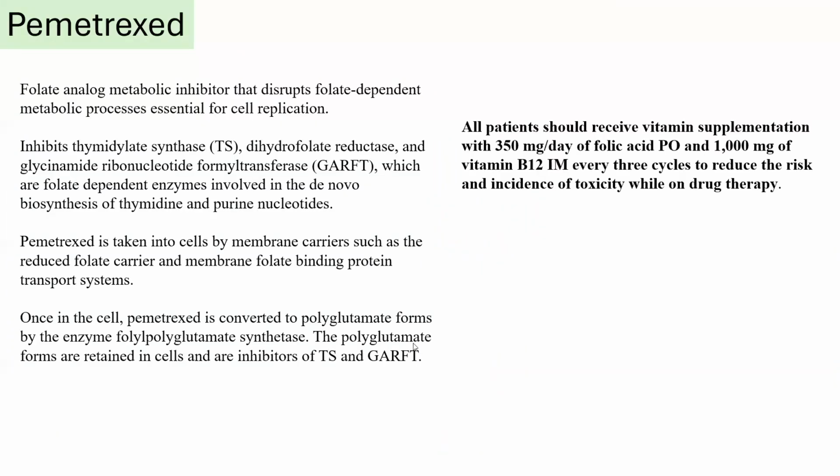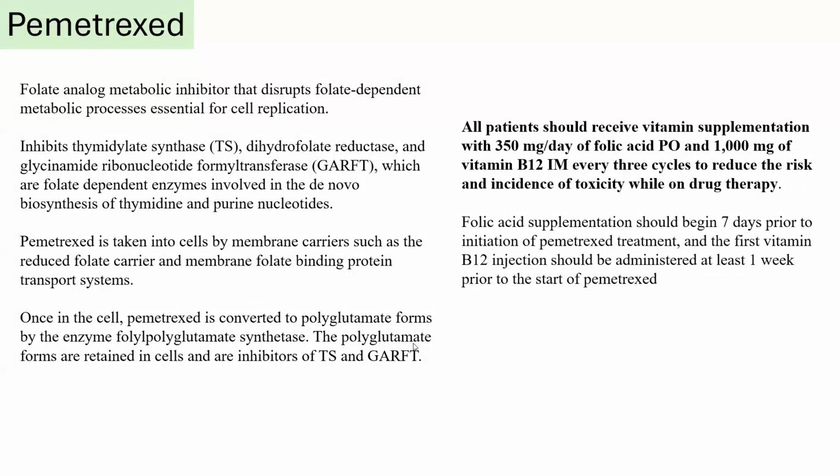So pemetrexed is an antifolate drug. I'm sorry, I have to rush through the slides. The main thing we need to address with pemetrexed is that all patients should receive vitamin B12 IM injections every 3 cycles, that is every 9 weeks, to reduce the risk and toxicity of the drug. They should also receive folic acid 350 mcg per day. The dose should not be very high because there are reports of reduced drug efficacy if you increase the folic acid too much. So 350 per day. If you have a 5 mg tablet, you need to give it on alternate days, something like that.